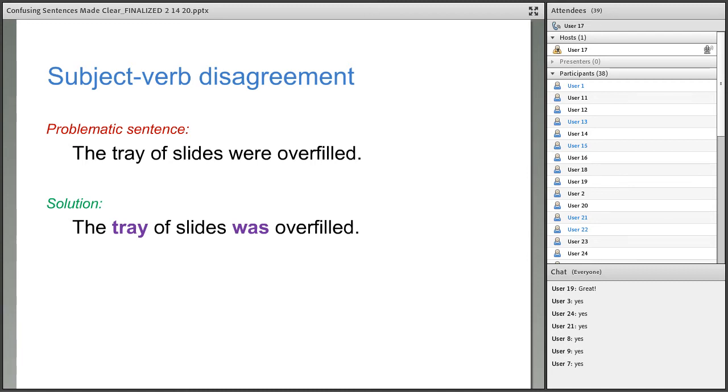It can be tricky to get the verb right in sentences like this one because the sentence contains two nouns, the singular tray and the plural slides. No doubt that's why the author mistakenly used a plural verb in the original sentence. So if you have more than one noun in a sentence, be sure to identify which one is the subject and make sure that the verb is singular if the subject is singular or plural if the subject is plural.